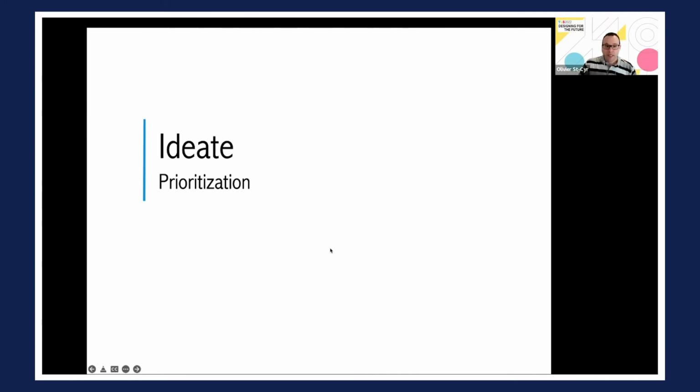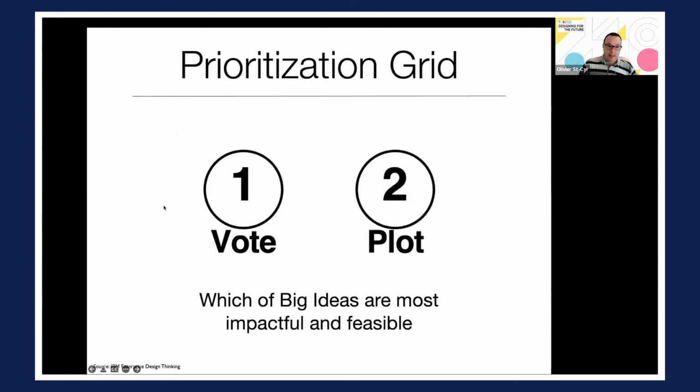prioritizing those ideas, because idea generation, again, is very divergent, and it's often all over the place. We kind of need to step back and start converging. So when we prioritize ideas, we typically vote on them and we plot them on a grid. Today I'm going to ask you to do the voting, and the volunteers this afternoon are doing the plotting.